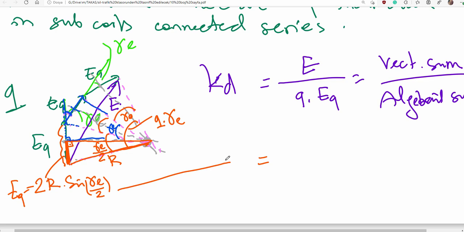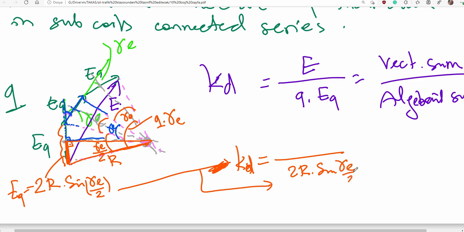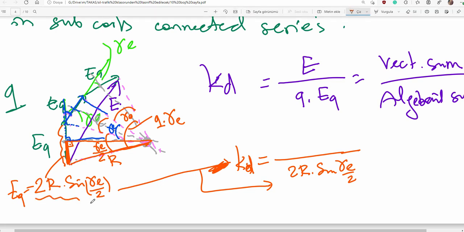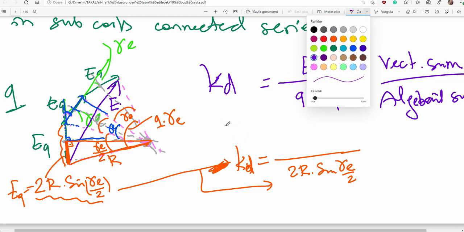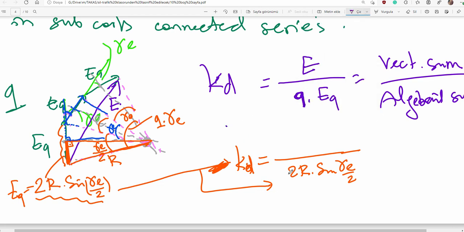Let me substitute it here. KW, KD. Here you see 2R sine gamma E over 2. That is the algebraic summation. We have just calculated one. Here is Q. So here must be Q. Okay. That is EQ. We have just calculated.